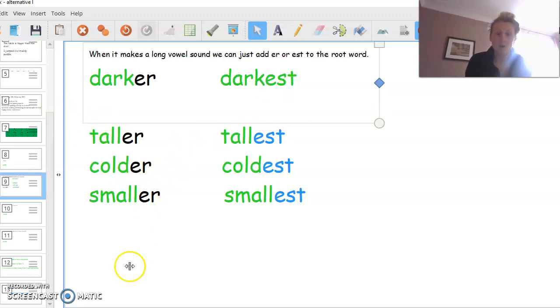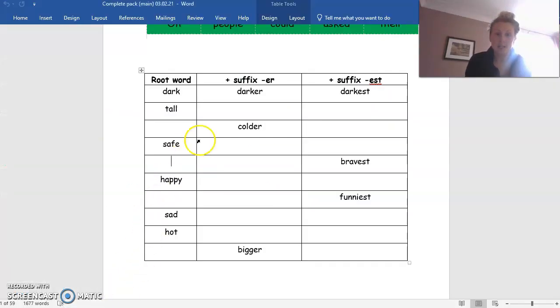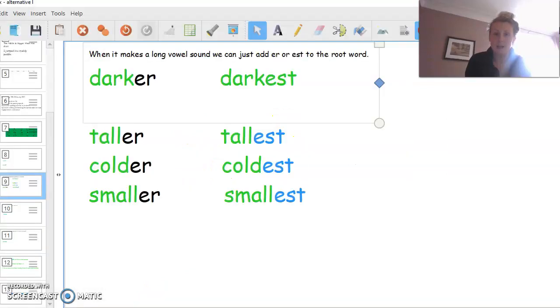If you have got these words on your sheet now, I would like you to pause that and have a go at filling out that part of your table now, please. Okay, I'm glad you had a go at doing that. This is just a quick recap because we have done this rule before, but I just want to keep going over it.